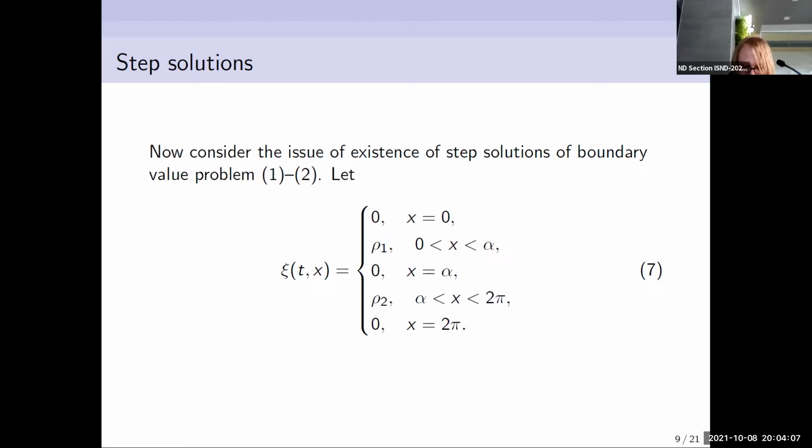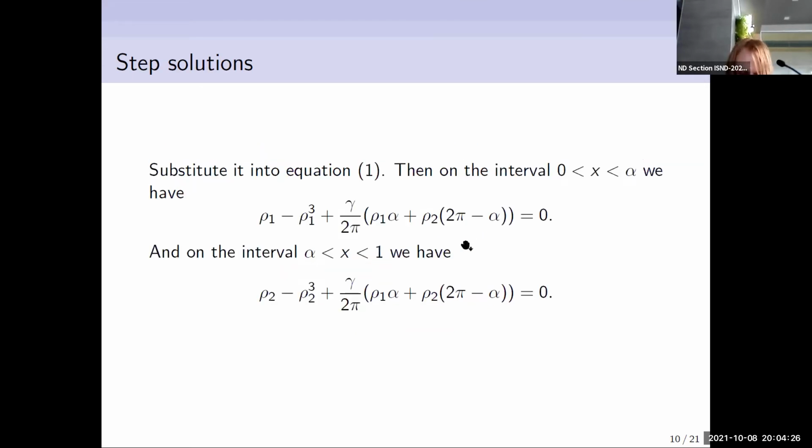Now consider the issue of existence of step solutions of boundary value problem 1, 2. Let the solution have the form 7, where rho 1, rho 2, alpha are some constants. Substitute it into equation 1, then on the interval from 0 to alpha we have this equation, and on the interval from alpha to 1 we have this equation.